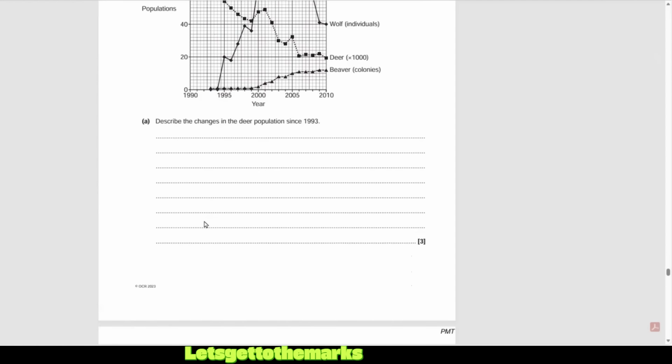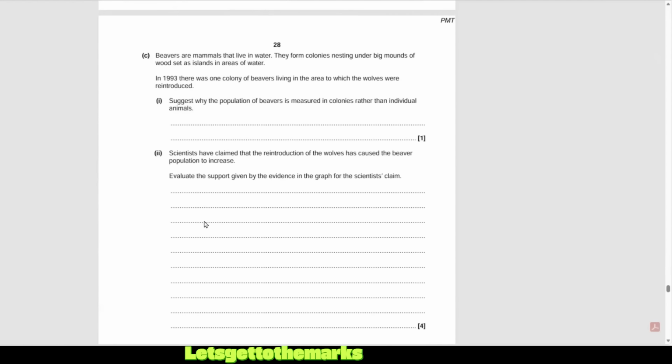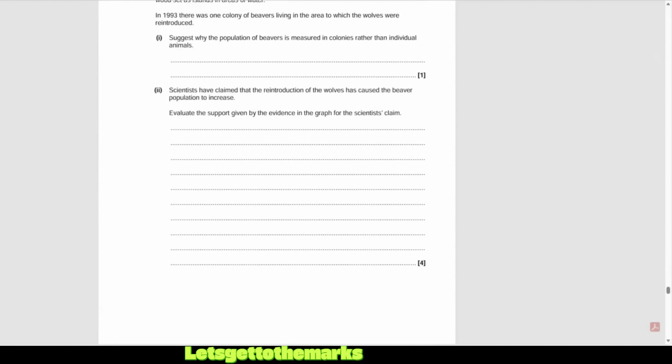Let's go down and put that together. So what we want to say, evaluate the support. We would say both the beavers and wolves have shown an upward trend in population. So that would be some evidence, and I'll give myself a little pat on the back for that. Give myself 1 out of 4 marks.